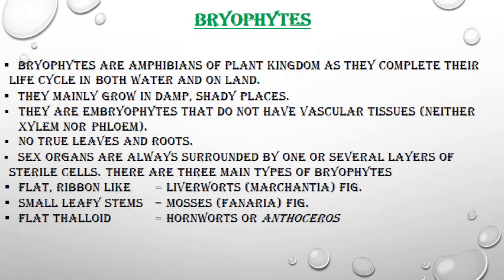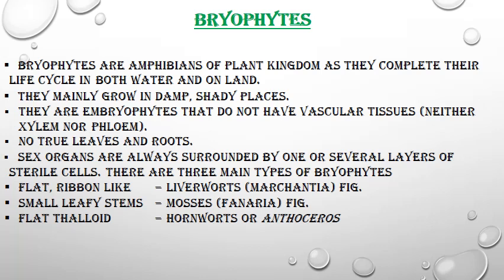Bryophyte. Bryophytes are the amphibians of the plant kingdom as they complete their life cycle in both water and on land. You know that S.R. Kashyap is the father of bryophytes. They mainly grow in damp, shady places. They are embryophytes that do not have vascular tissue, neither xylem nor phloem, and no true leaves and roots. Sex organs are always surrounded by one or several layers of sterile cells.